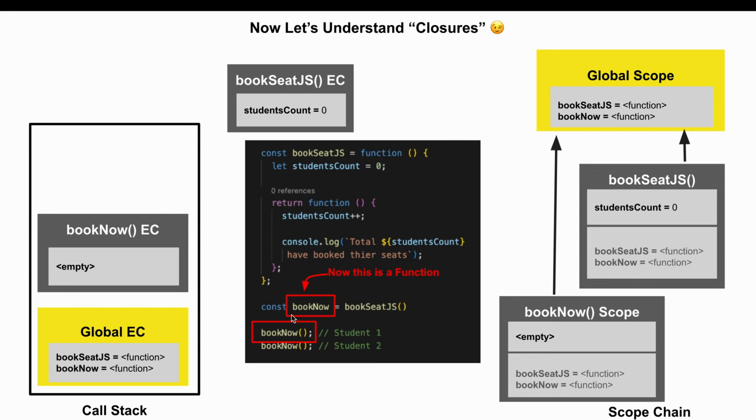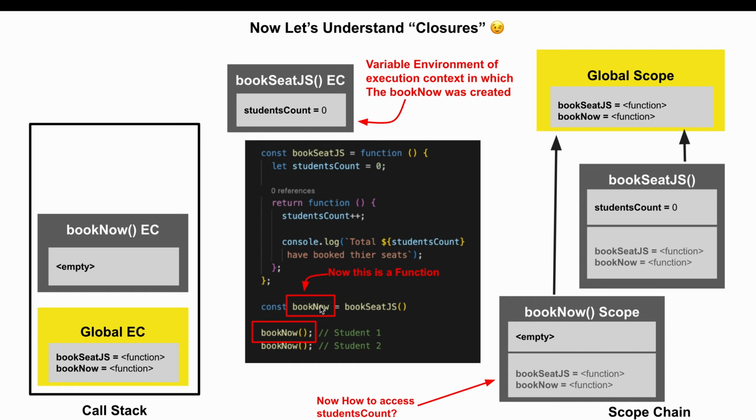Okay, and since it is already in the global space, the scope chain for this bookNow function will look something like this. But now you already start seeing a problem: how can we access the variable which is there in the bookseed.js, and how can we increment it? So what happens is, when you create a function and return it from some function, it will remember all the variables and arguments which were present in its outer scope at the time when that function was created. That means this function is now going to take the variables from its outer scope.